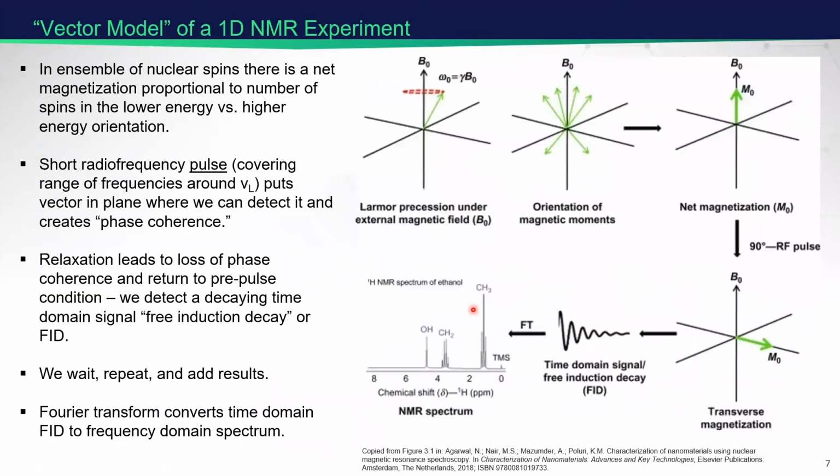In the simplest NMR experiment, the 1D pulse nuclear experiment, we can imagine this ensemble of nuclear spins all precessing at the low frequency. Their magnetic moments are randomly oriented, but if you add up the component that's in line with the field, you get a net magnetization in line with it, corresponding to those in the lower energy state.